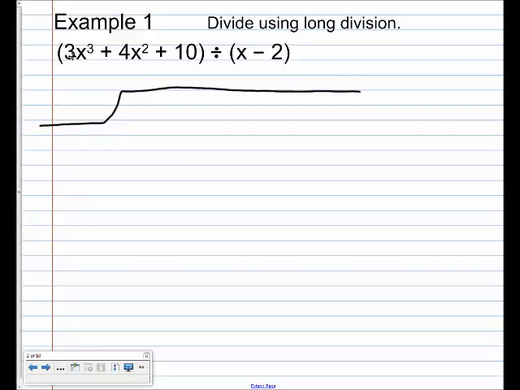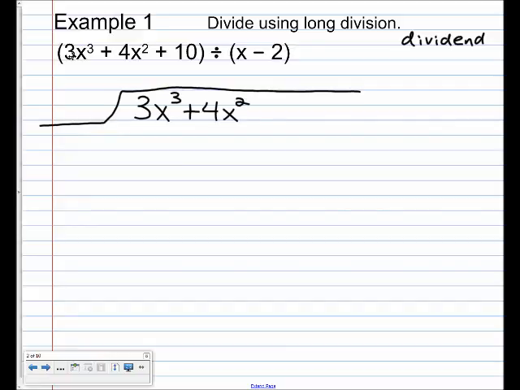Okay, the one that comes first is called the dividend. D-I-V-I-D-E-N-D, dividend. I'll write it down. I'm not that mean. Got it? That's going to go inside. So 3x cubed plus 4x squared.